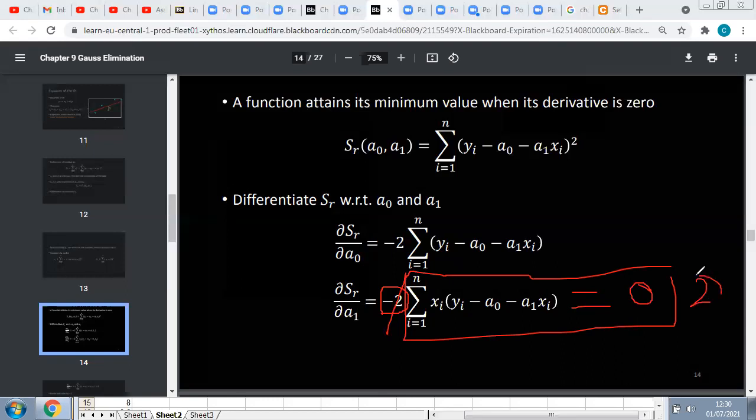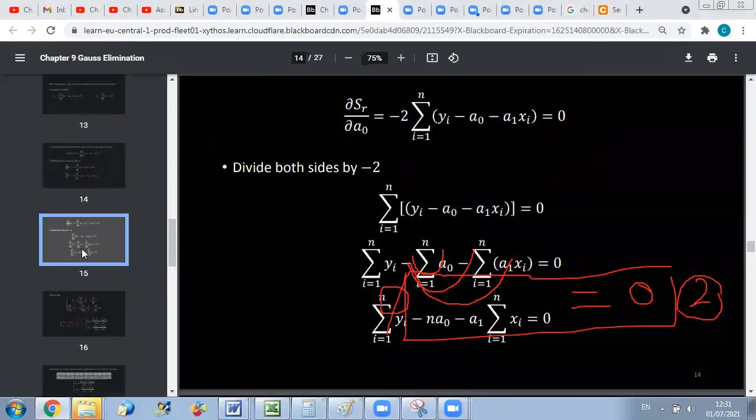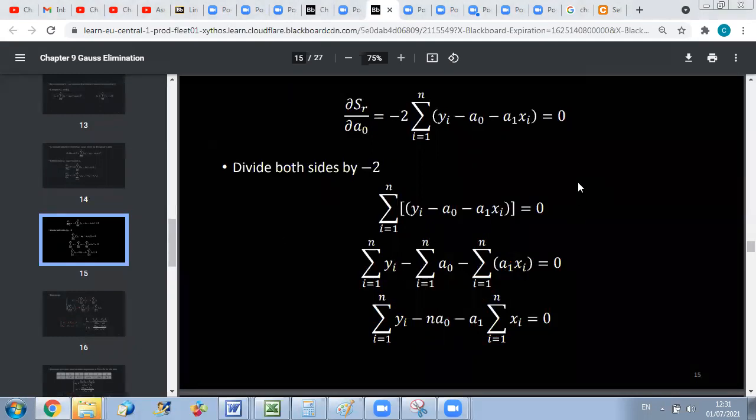Now, in order to solve for A0 and A1, I cannot keep the summation as it is. I should expand my summation. I should do summation of yi minus summation of A0 minus A1 summation of xi. Let us do it together in the next slide to see how to transform these two equations to a system of two equations with two unknowns with clearly defined coefficients. So first, I will start with the first equation. I will expand it, okay?